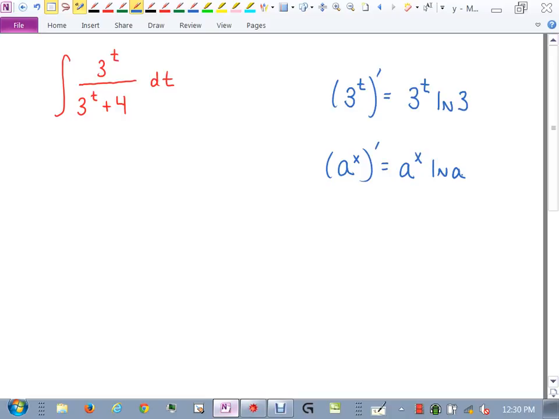So if I look at this, 3 to the t right here, the derivative of 3 to the t is 3 to the t natural log 3. Natural log 3 is a constant, isn't it? So I've got it up here, don't I? But it's off by a constant. That I'm okay with. So how about letting u be 3 to the t plus 4? That's even better, right? Why don't I grab the whole denominator? Let that be my u.